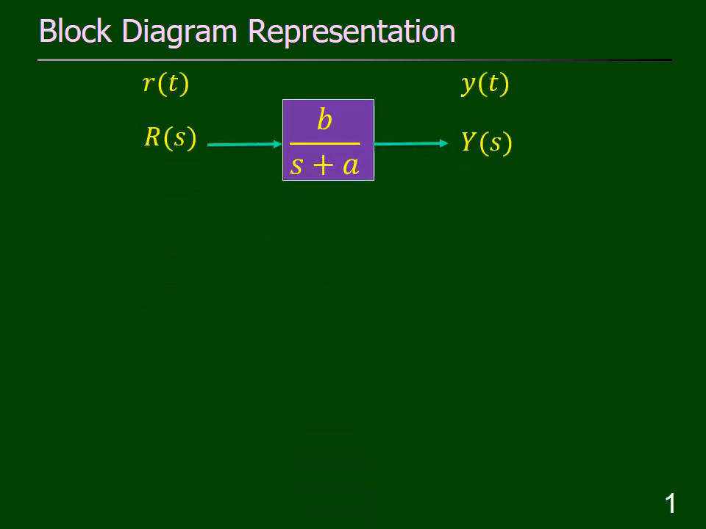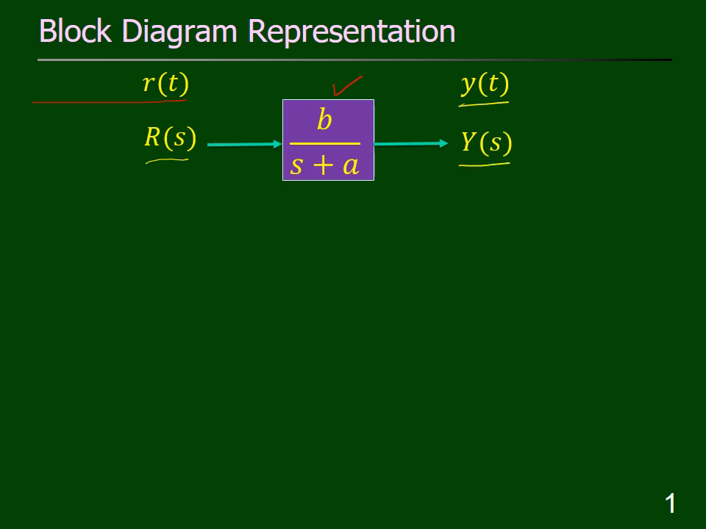This video lecture explains the block diagram representation of the first order linear dynamic system. We simply write the dynamic system transfer function in a box. Then the input to the system in time domain is r of t and the output of the system is y of t. To convert them into the Laplace transform, we just take the Laplace transform of the input signal and it is converted to R of s, and similarly the output will be Y of s.